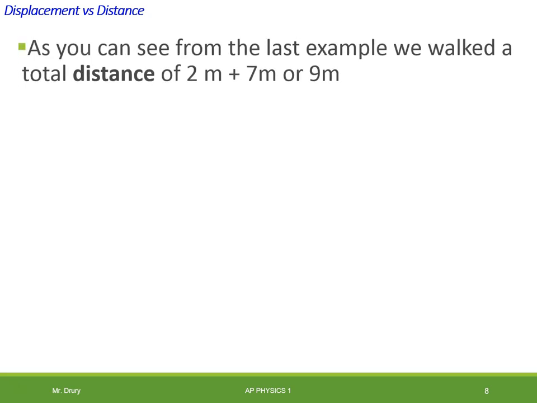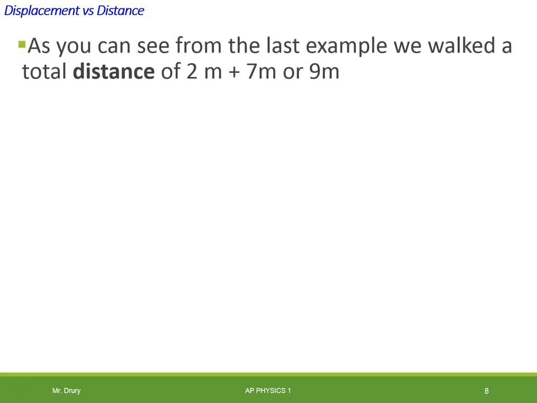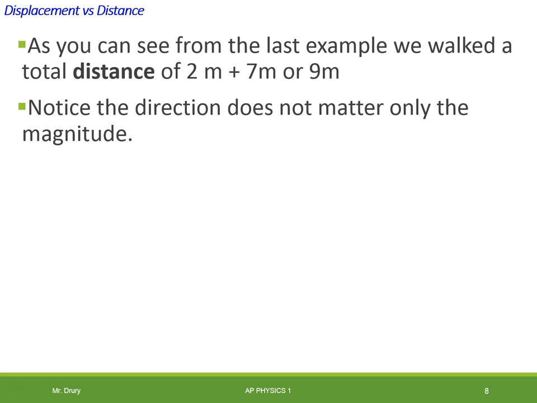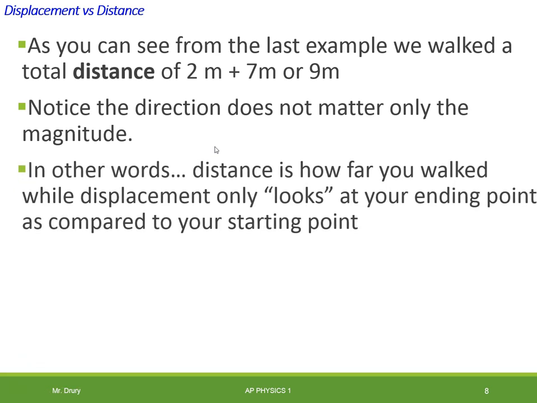All right. As you can see from the last example, we walked a total distance of 2 meters plus 7 meters, or 9 meters. Notice the direction does not matter, only the magnitude. Like, we didn't worry about this would be negative 2 or this was positive 7. We just worried about the magnitude. So in other words, distance is how far you walked, while displacement looks only at your ending and starting positions.